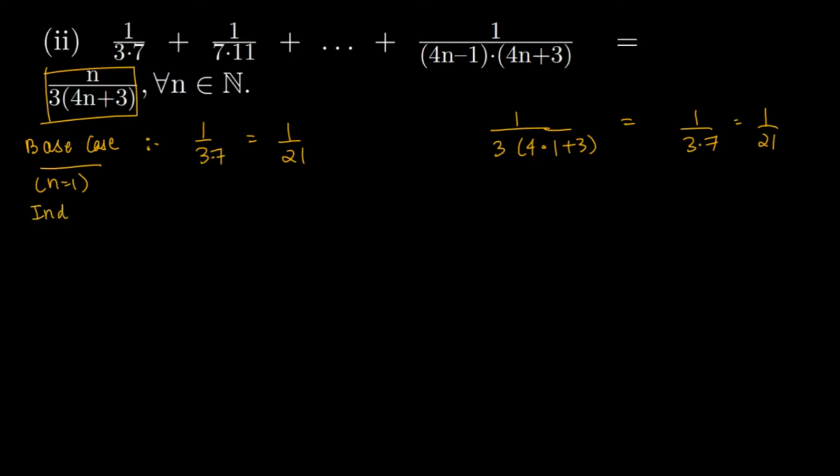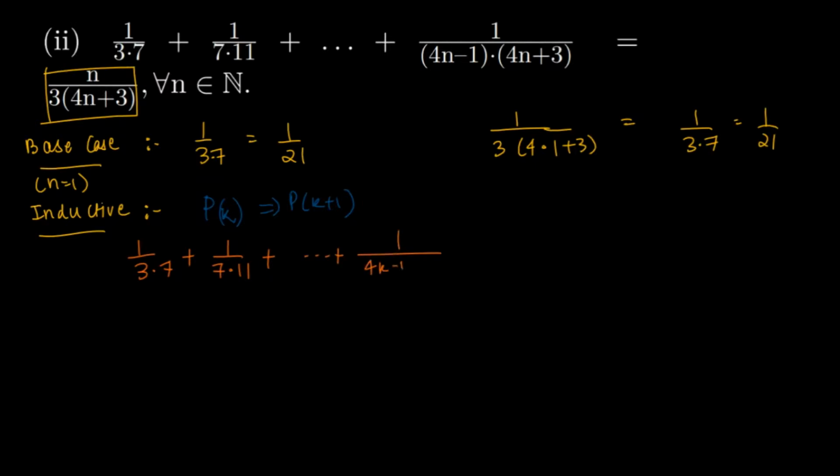Let's now prove the inductive hypothesis. So inductive case. Now, in this, we assume that for some k, P of k holds, and then we need to prove from that P of k plus 1 also holds. So P of k would mean 1 over 3 times 7 plus 1 over 7 times 11, all the way up to 1 over 4 times k minus 1 times 4 times k plus 3. This is equal to k over 3 times 4k plus 3. We assume that this is true.